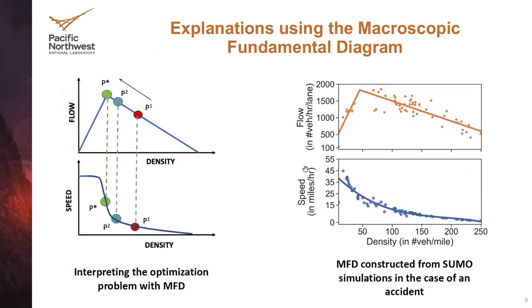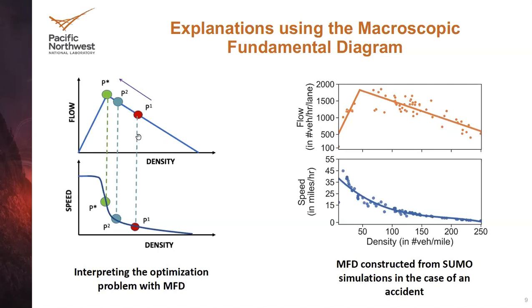So I'll probably skip this or go over this slide very quickly. This is something that we are trying to formulate in terms of the macroscopic fundamental diagram. This is a typical MFD for a freeway, and we hypothesize that P1 is the initial operating point, and you want to move towards the system optimal, which is P star. So you try to detour the vehicles accordingly.